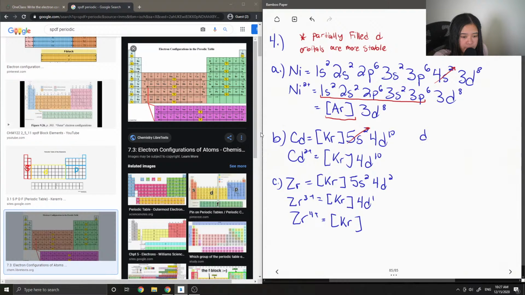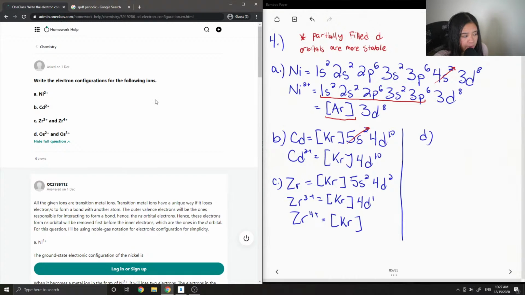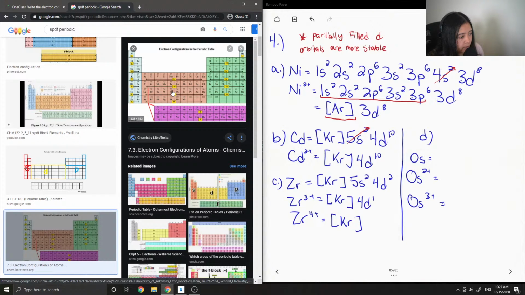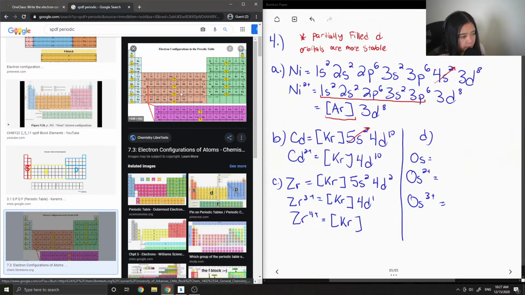Now let's do the last question, part D. We have osmium 2+ and osmium 3+. A neutral osmium atom is found here at atomic number 76. The noble gas that comes before it is xenon, so we just write xenon in square brackets.